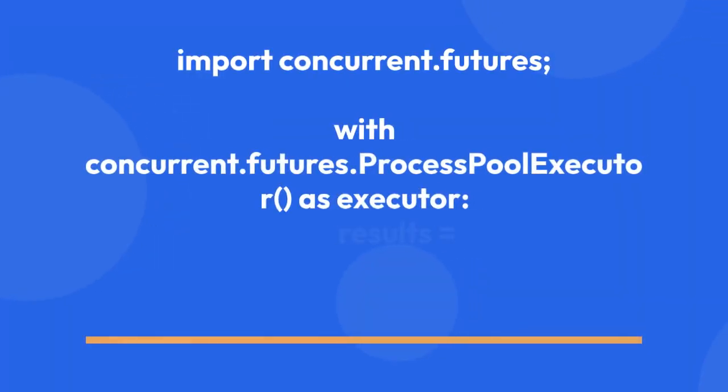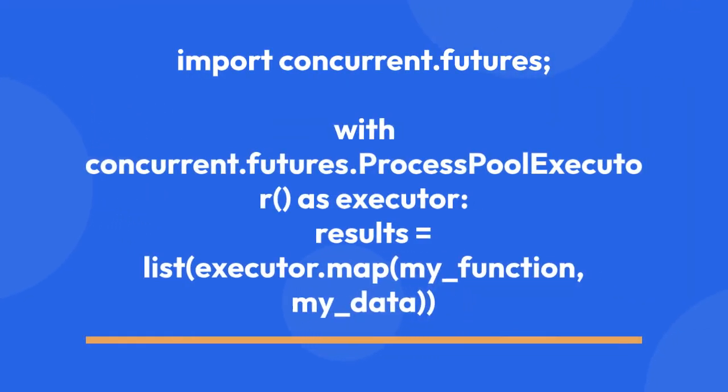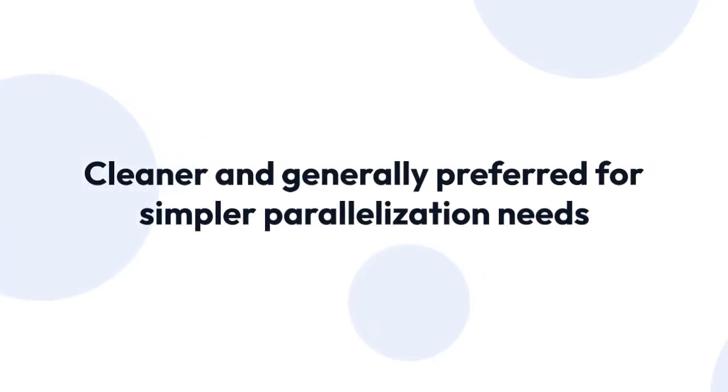Example: import concurrent.futures, with concurrent.futures.ProcessPoolExecutor() as executor: results = list(executor.map(my_function, my_data)). This is cleaner and generally preferred for simpler parallelization needs.